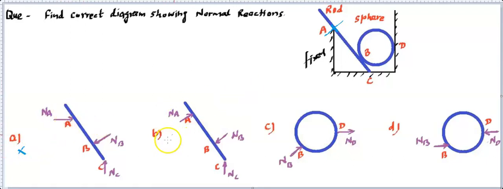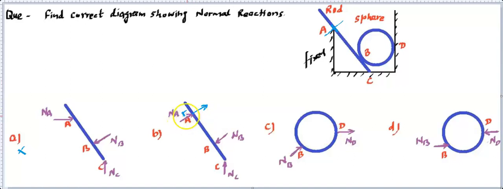Let's come to the second option. The normal reaction at point A has been shown perpendicularly. Yes, so one condition of perpendicularity is true. The other condition for normal reaction is that it has to be a pushing effort. So this fixed support must be pushing the rod up, which means the arrow should be in the upward direction. Yes, it is upward. This is how it can be shown. It can also be shown like this, because you can take a vector from here and put it here. It's always true, right?